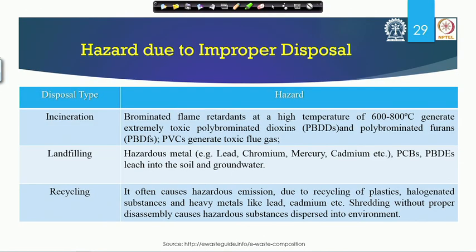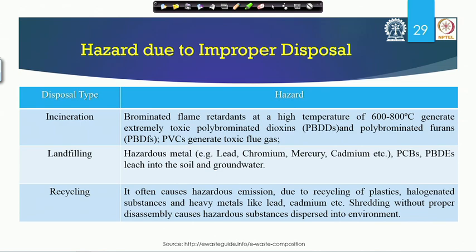Recycling, we need to be careful in terms of the hazardous emissions due to the recycling of plastics, halogenated compounds, heavy metals, lead, cadmium and other stuff. We need to make sure the process is safe and proper. Shredding without proper disassembly can cause hazardous substances to be dispersed into the environment. So we need to be careful about the hazards associated with improper disposal.